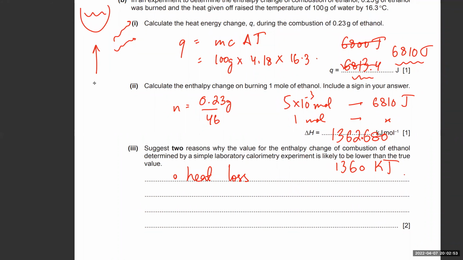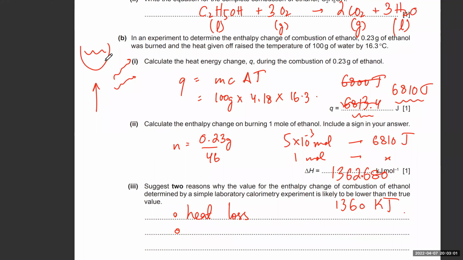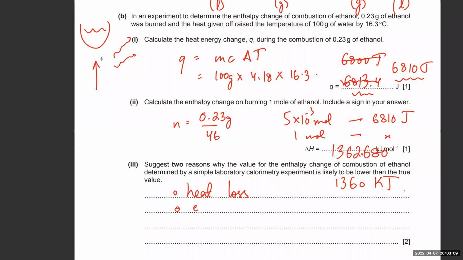What's the second reason? Why is the heat that you're measuring lower? Some of the ethanol is left over. We can't be sure that the ethanol is burning completely. If it doesn't burn completely, less heat would be produced, and you're going to measure less heat. Or maybe some of the heat will be absorbed by the crucible.